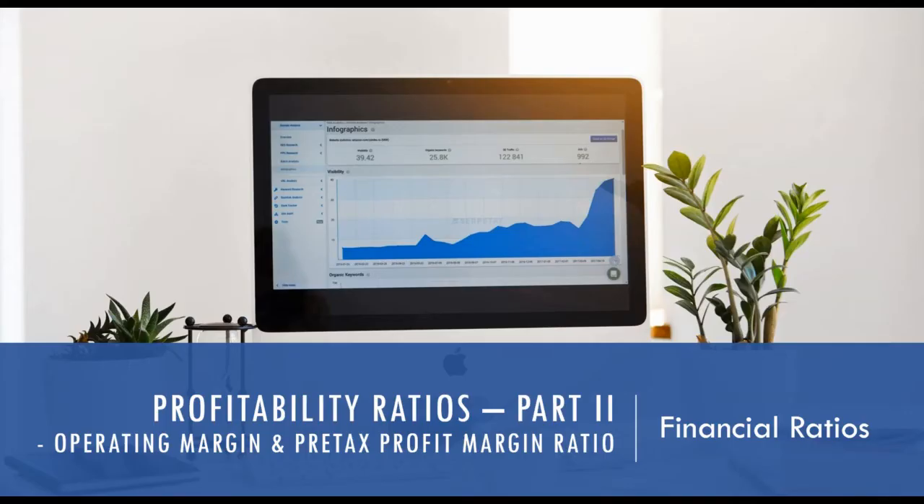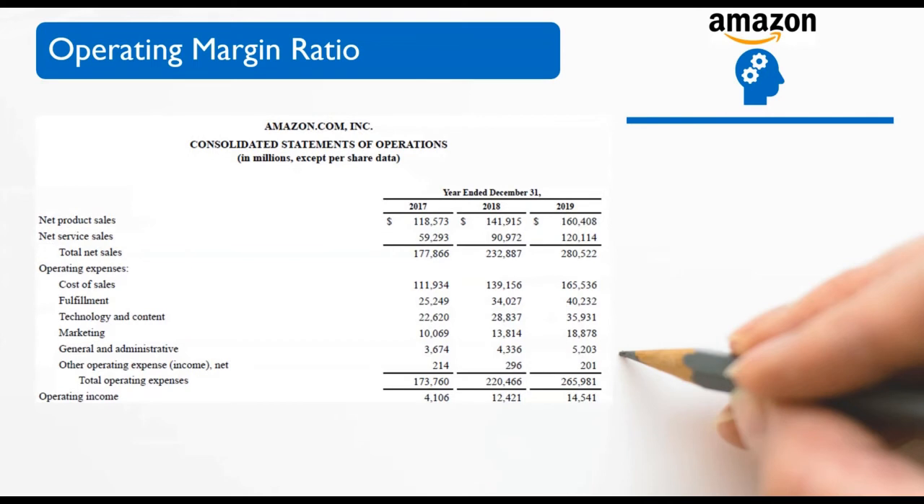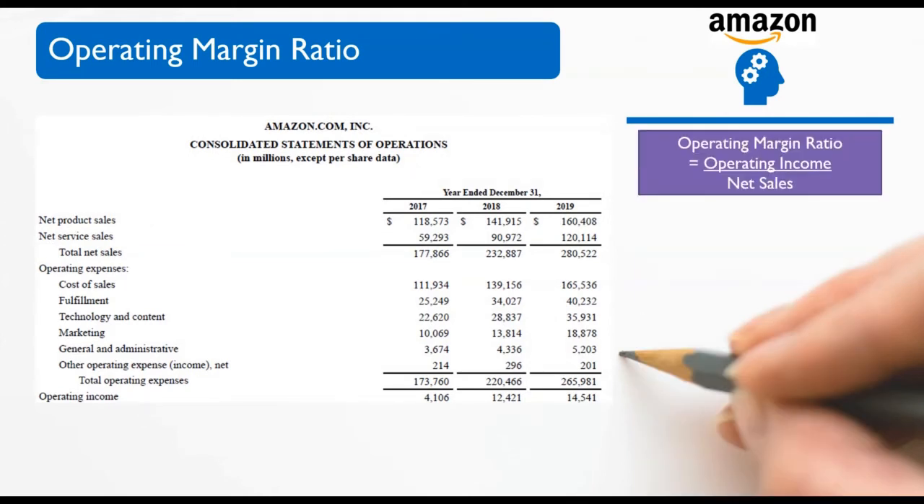Welcome back. In this lecture, we will now go through part 2 of the profitability ratios, where we will walk through the operating margin and pre-tax profit margin ratios. On this slide, we will calculate the operating margin ratio for Amazon. So, what is the operating margin and why is it important?